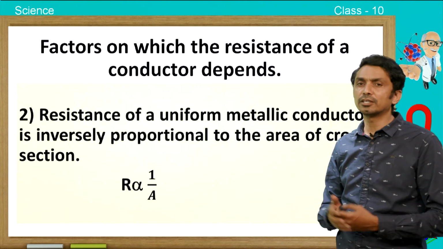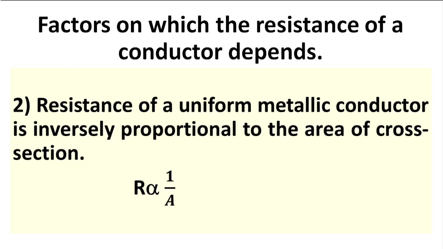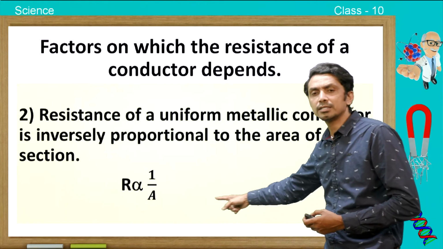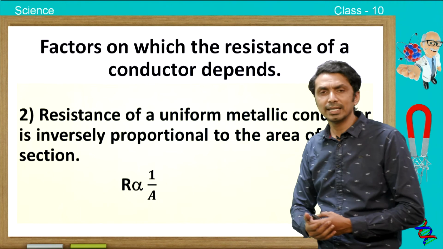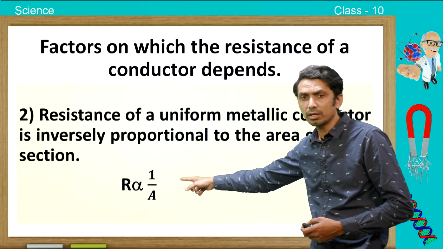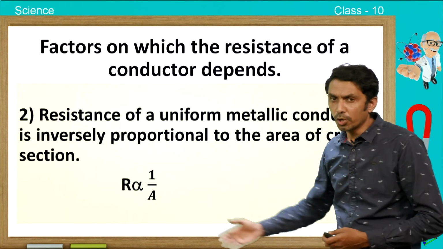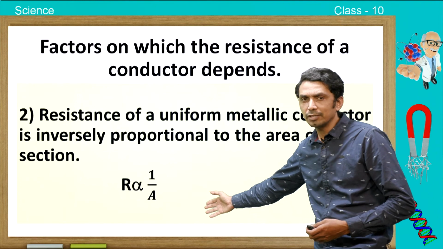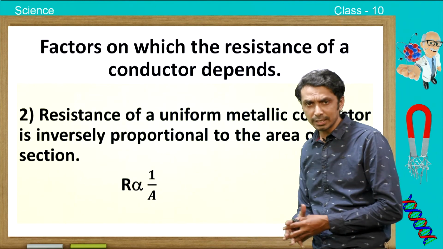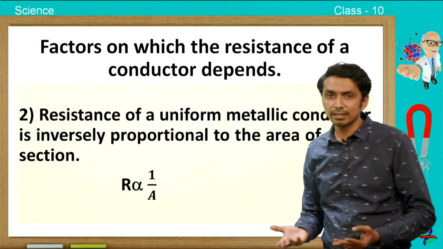Yes, we can conclude that the resistance of a uniform metallic conductor is inversely proportional to the area of cross section. That means R is proportional to 1 by A, or we can say resistance is inversely proportional to area of cross section. What do you mean by this? Yes, if we increase the area of cross section of the conductor, the resistance is less.